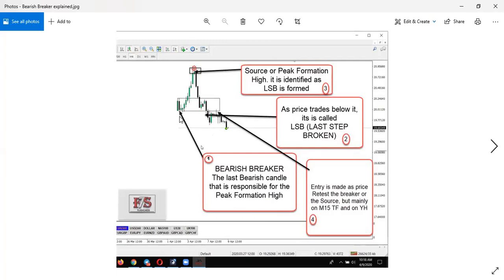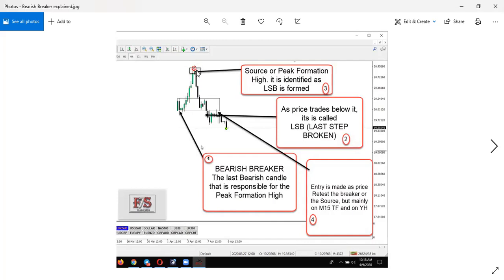A bearish breaker, like I said, is an ICT concept, Inner Circle Trader. A breaker is the last bearish candle that you see before the peak formation high or the higher high. If you look at all of these plays, they're all bullish candles, right? So the last bearish candle you see before the peak formation high or the higher high is called the breaker.